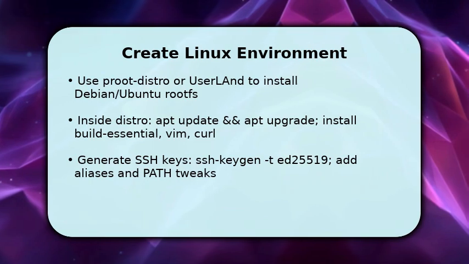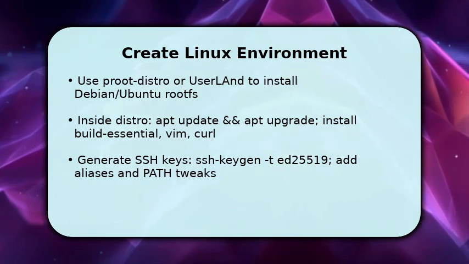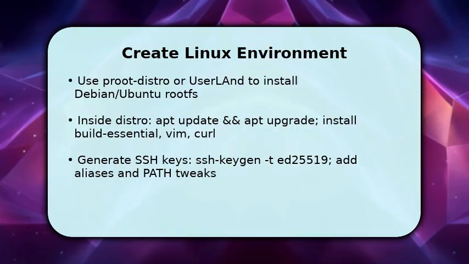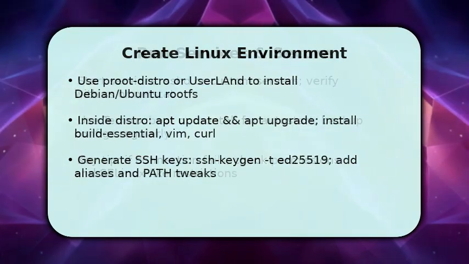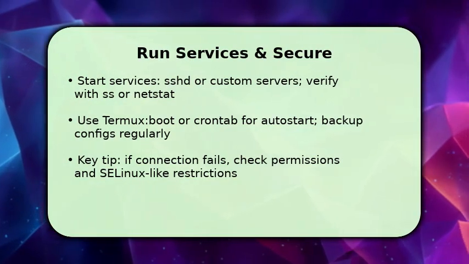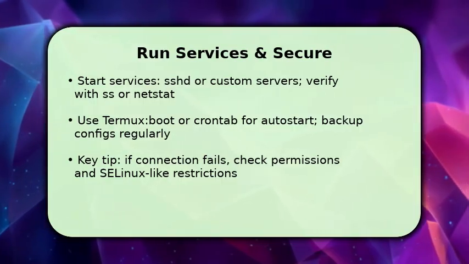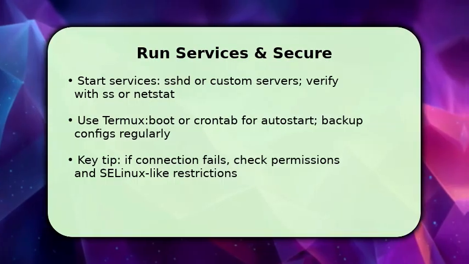Make persistent convenience tweaks. Export PATH lines, add aliases. Finally, start services such as sshd to allow remote connections and verify ports with ss or netstat. If you need these to persist, use Termux:Boot, a startup script, or a cron job inside the proot environment to launch them on reboot.